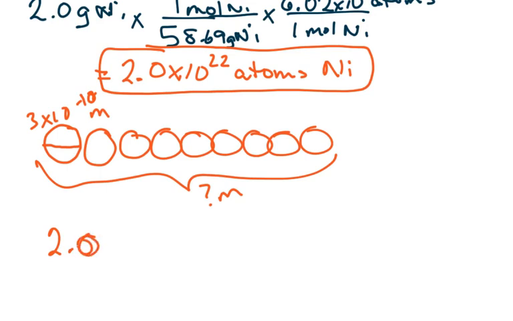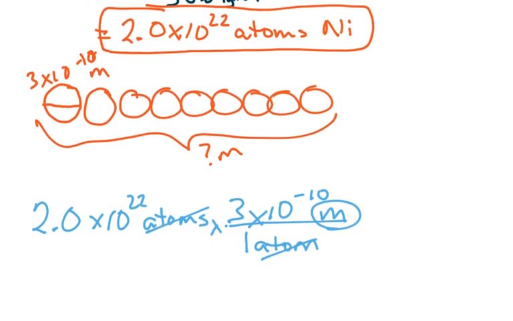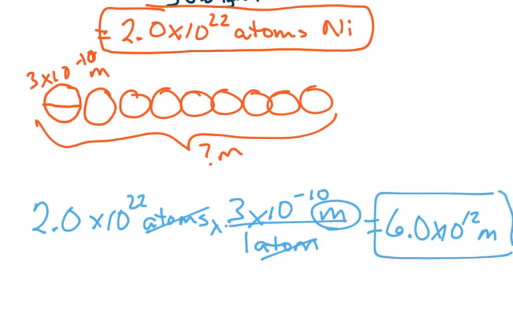Okay? So this is just a problem of 2.0. Oh my gosh, let me see if I can fix that for you guys. I'm sorry. Let me do it in a different color too. So we have 2.0 times 10 to the 22nd atoms. And 1 atom is 3 times 10 to the minus 10 meters. So again, we're paying attention to our units. Atoms goes away. We're left with meters. And we get 6.0 times 10 to the 12th meters. That's how long our line would be.